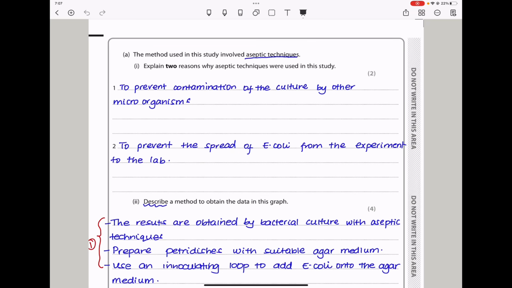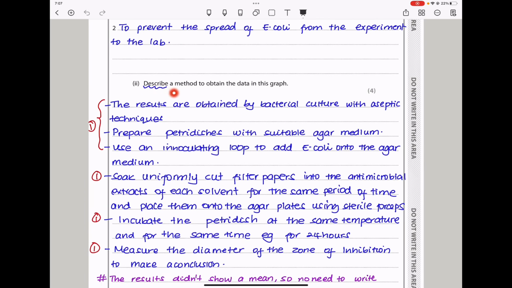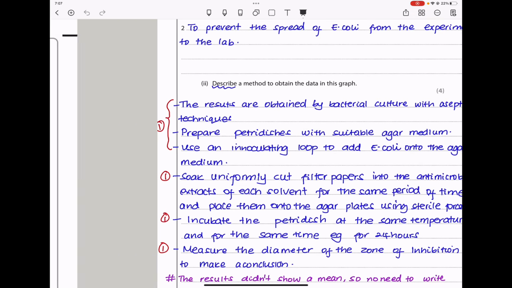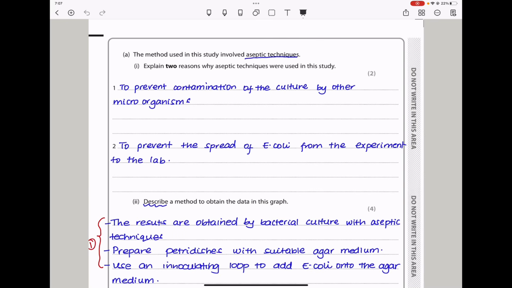And then to prevent the spread of E. coli, remember in this experiment they used E. coli, from the experiment to the lab. Next they say describe a method to obtain the data in this graph. If I go back, this is the data in the graph, and of course they used water as well as ethanol for the 2 antimicrobials.